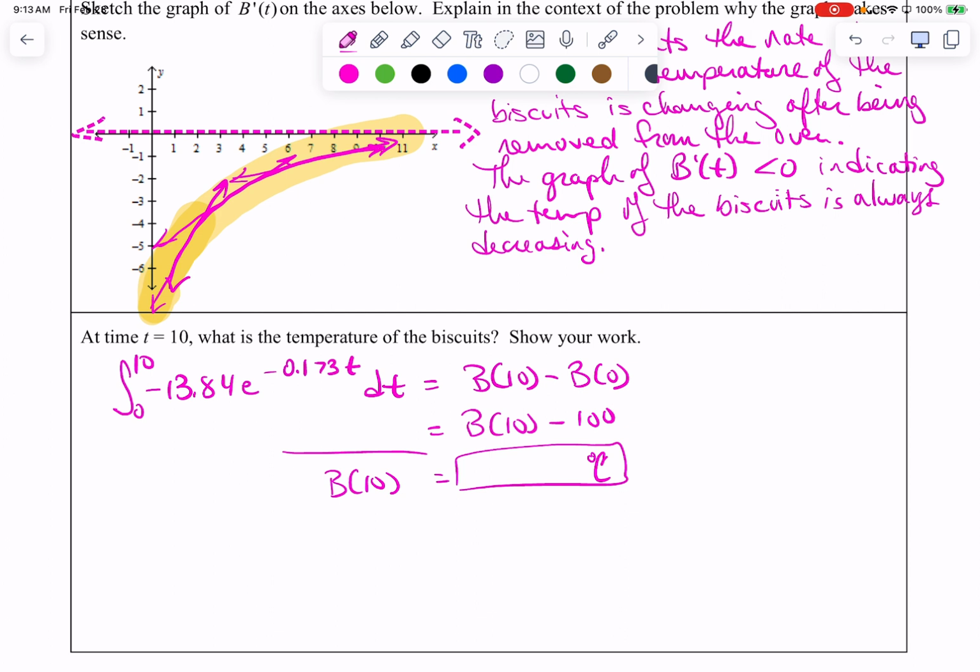Okay, what did we get here? 34.188. And this should have been negative 65.817 there for that integral. Okay.